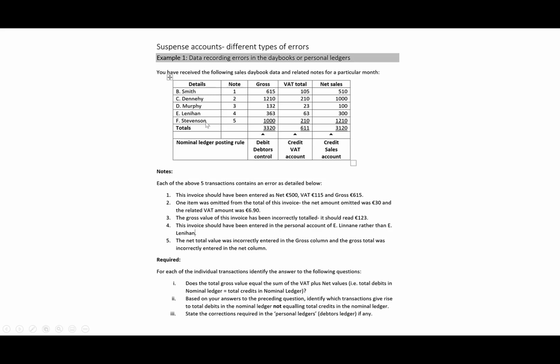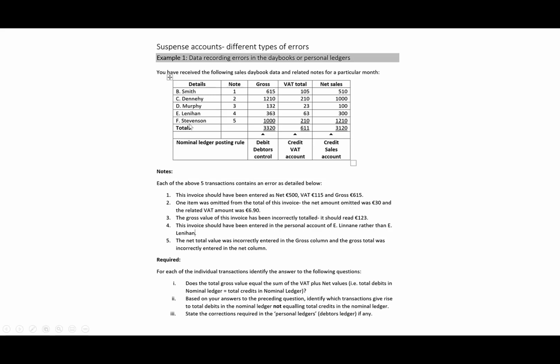We just have to take it out of E. Lenihan's account and put it into E. Lenan's account. But remember, personal ledgers are not what are shown in the trial balance. Personal ledgers are kind of memorandum accounts. They just keep track of individual customers and individual suppliers. So you don't see the balance of an individual customer in the trial balance. You see the debtors control or the creditors control, which is like the sum of all customers and the sum of all suppliers.